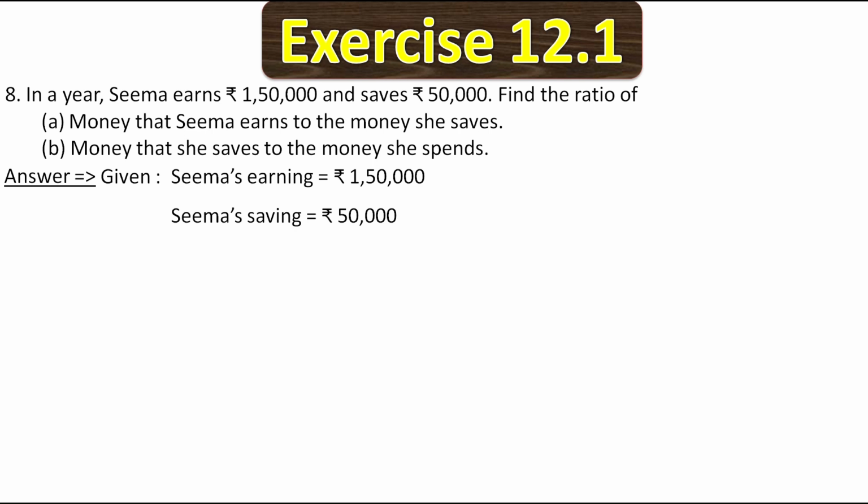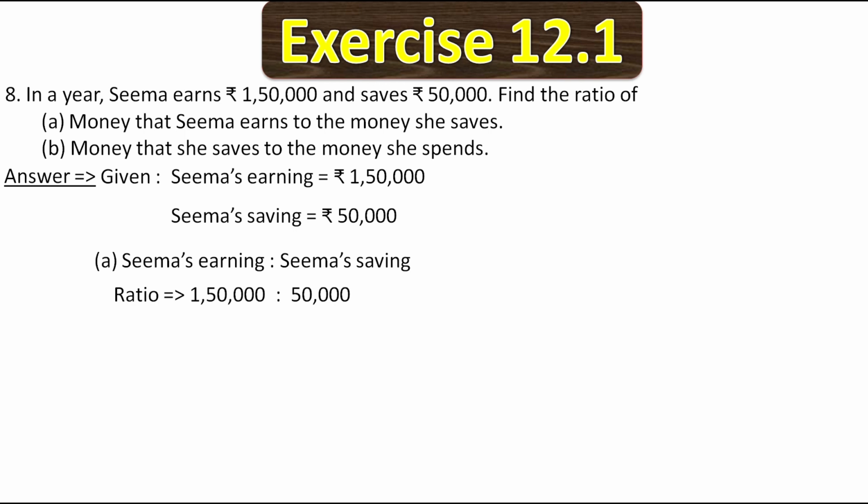First we have to find the ratio of money that Seema earns to the money she saves. So it's easy. Seema's earning is 1,50,000 is to 50,000. Now the ratio is 1,50,000 to 50,000. Let's make them in the simplest form. Here the zeros will get cut. Okay. So now 5 1s are 5 and 5 3s are 15. So we got the simplest fraction as 3 upon 1, means the ratio is 3:1.